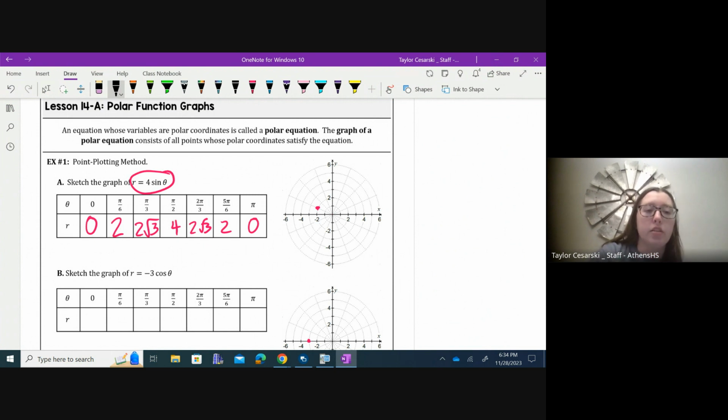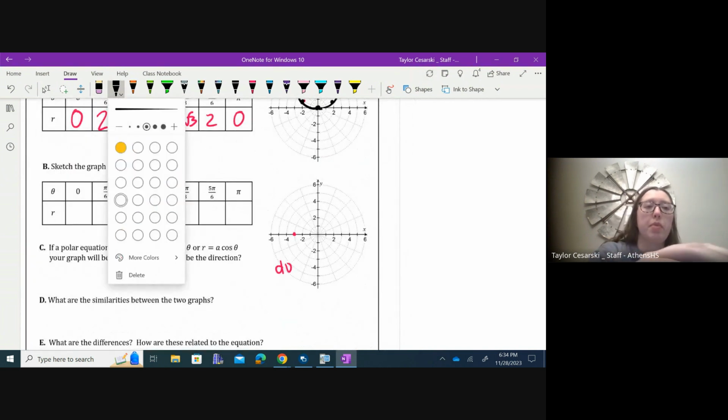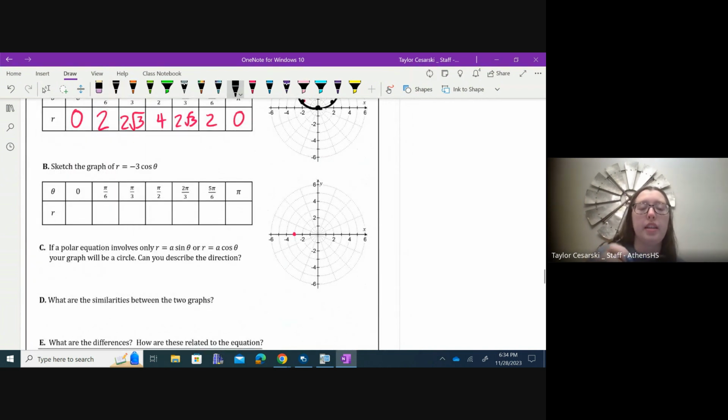If I go to plot these, remember if it's positive, you go that many steps towards that angle. So 0, then 2 steps towards pi over 6, 4 steps towards pi over 2, 2 steps towards 5 pi over 6, and then 0. So it's going to be a circle that goes up to 4. On this one, negative 3 cosine of theta, negative cosine is going to happen on the x-axis, and it's going to be going to the left because it's negative.